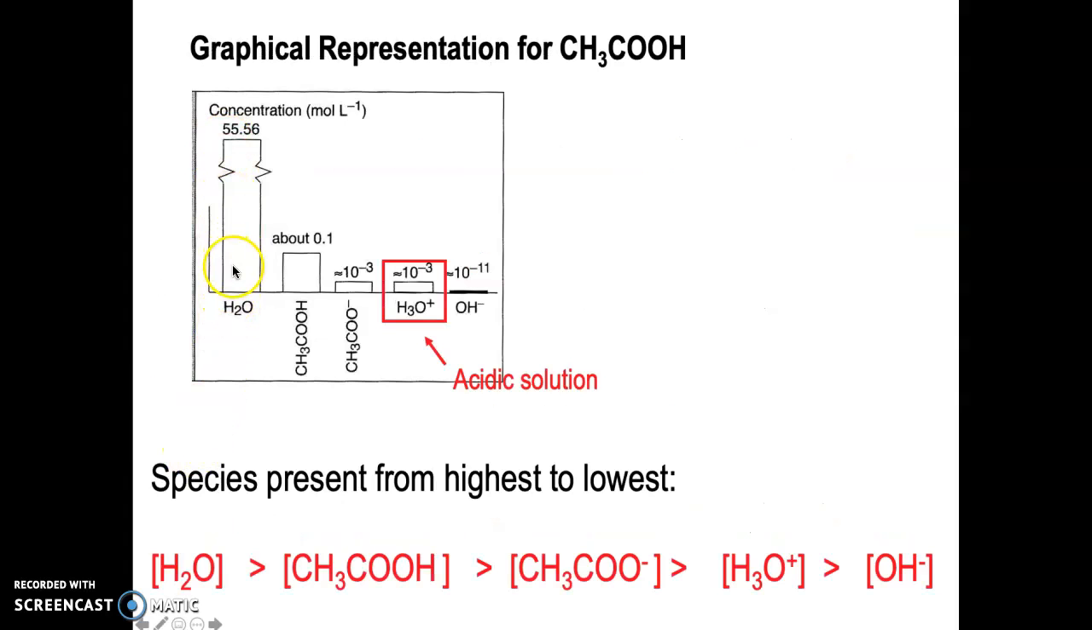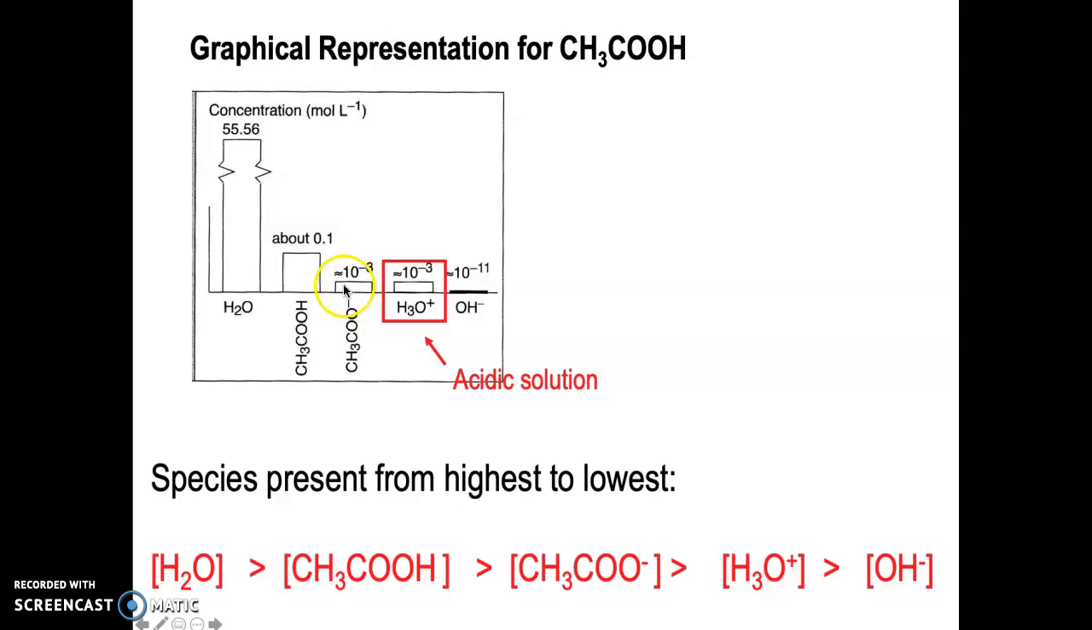Water present on the left hand side with that nice tall bar to represent the 55.6. Now because ethanoic acid only partially dissociates, its concentration does remain very close to its original concentration, and hence the about 0.1. Don't worry about these actual approximate values for the ethanoate and hydroniums. That's definitely not needed. All they are going to look for in your response, if you're asked to draw a graph, is the relative heights of the bars.